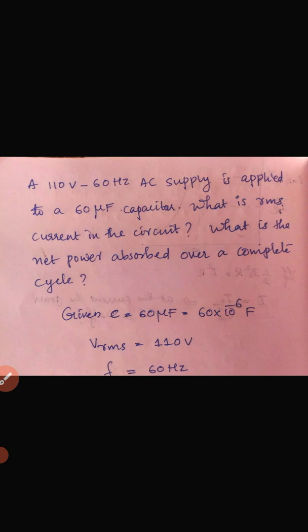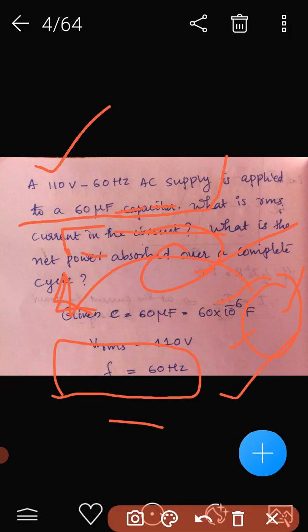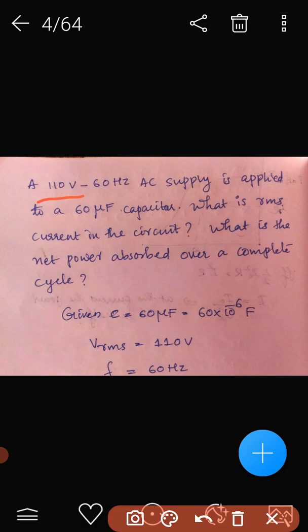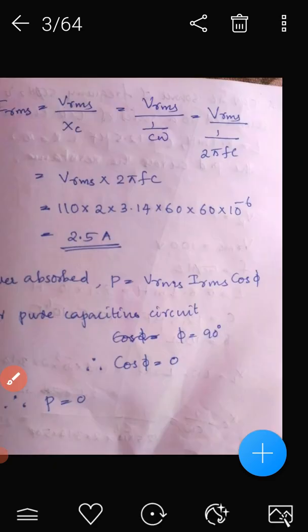So RMS current we have to find out from the given quantities. Given C is equal to 60 microfarad, micro is 10 to the power minus 6, so 60 into 10 to the power minus 6. VRMS is given as 110 volt, and F is equal to 60 Hertz, the frequency of the AC supply.